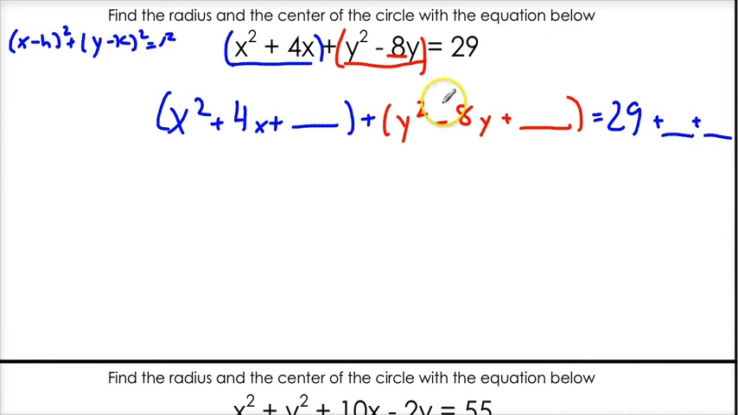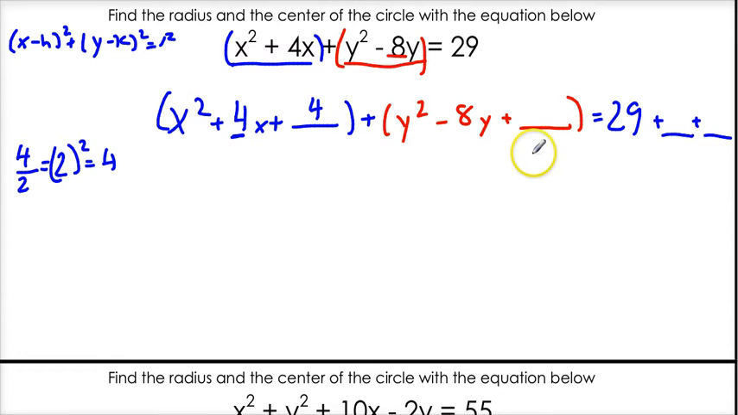I'm going to have to add 2 numbers now, because I'm going to add a number here and here. I have to add that to the other side as well. All right, so now we're going to complete the square for both of these. So remember, we take the number in front of x, which in this case is 4. We divide it by 2. That's 2. And then we square the result. And that gives us 4 again. Okay, so we're going to add 4 here.